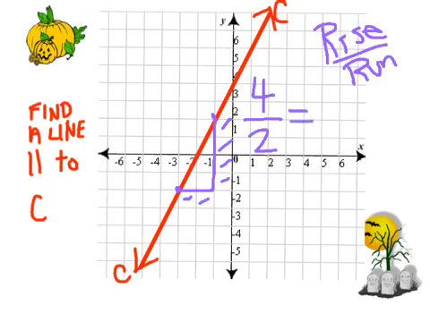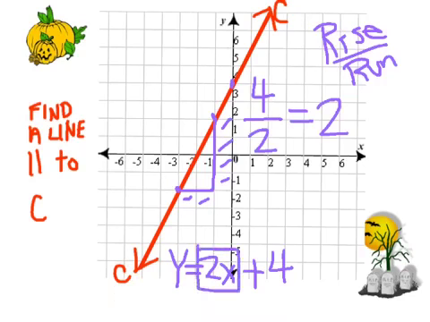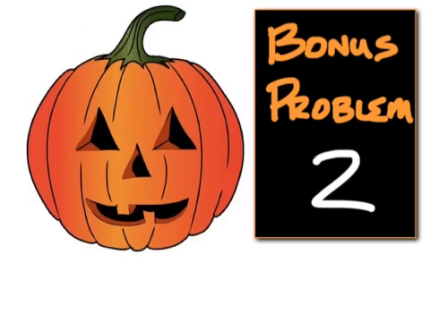But 4 over 2 can be reduced. What's 4 over 2 reduced to? 2. So our slope is going to be 2, which means we're going to have y is equal to 2x plus our y-intercept. What's our y-intercept? Our y-intercept is 4. This is the equation of our line. We want a line parallel to this, which means what? This line's got to have the same slope. So we're going to have y is equal to 2x plus whatever number we want to put in there.